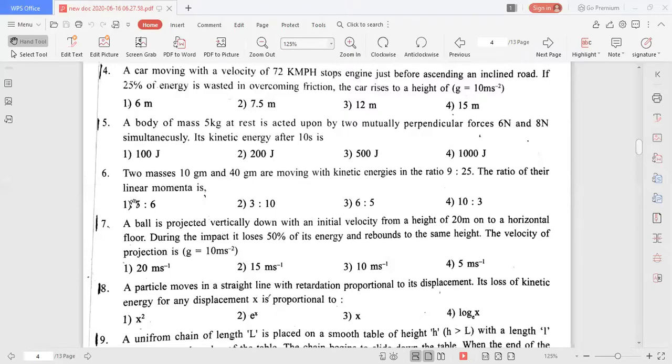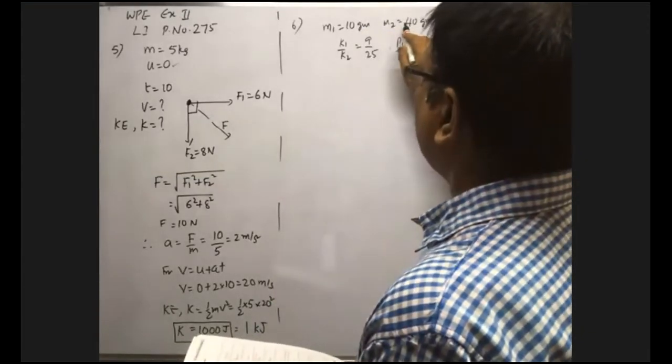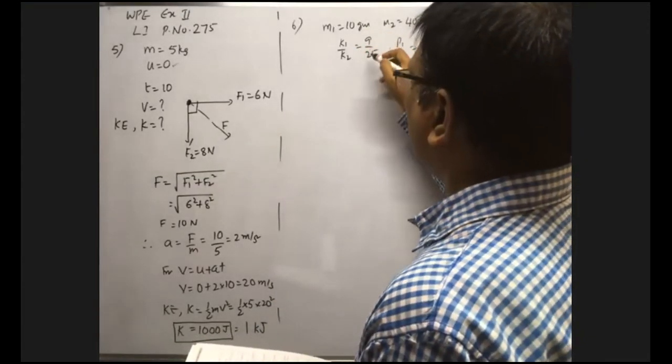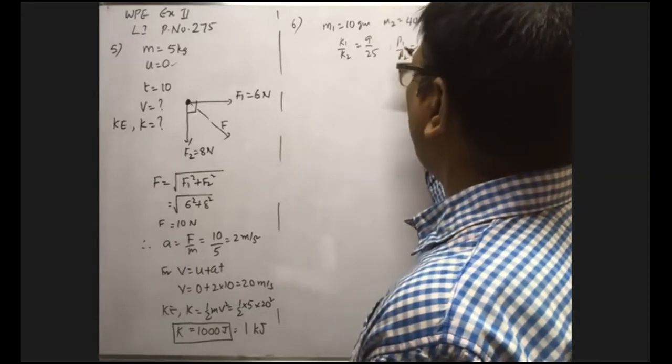You see, sixth problem. Two masses 10 gram and 40 gram are moving with kinetic energies in the ratio 9:25. Then they asked the ratio of their linear momenta. Okay, all of you look at the board. Here the masses of the two bodies are given, m1 and m2, and their kinetic energies are in this ratio. Then what is the ratio between their momenta they asked?